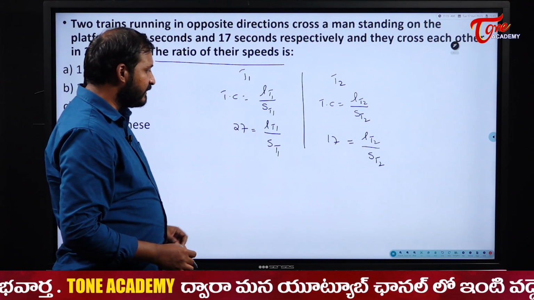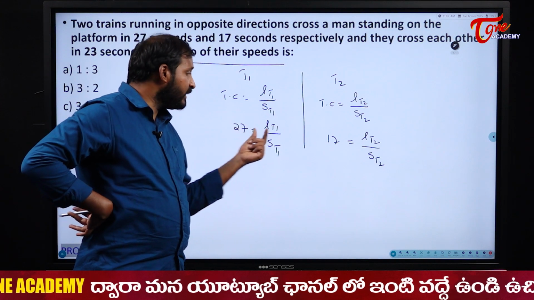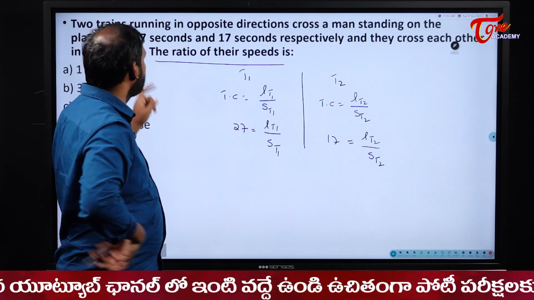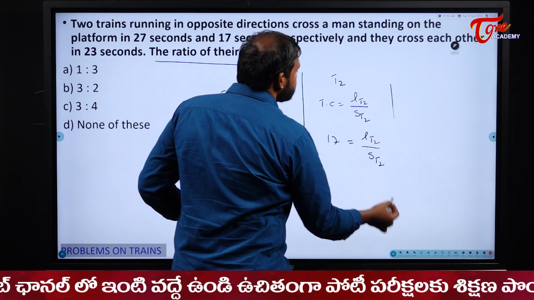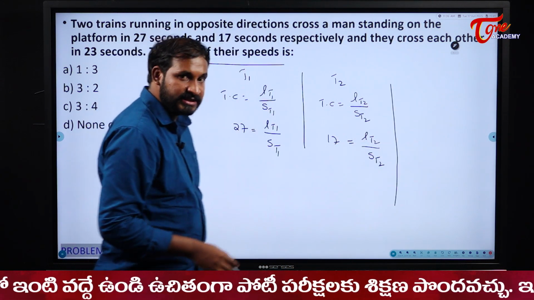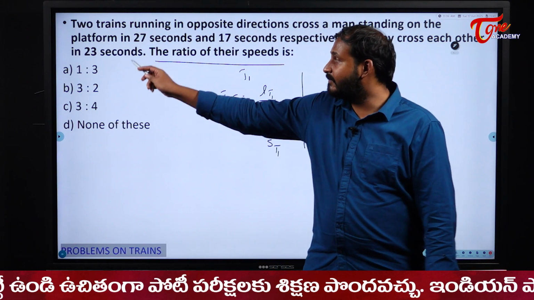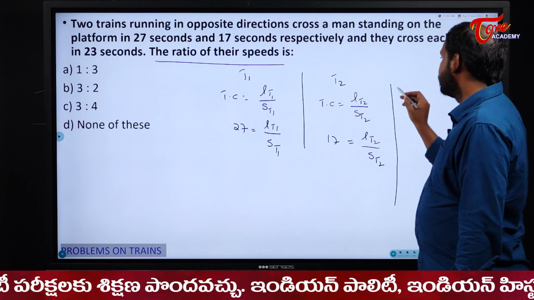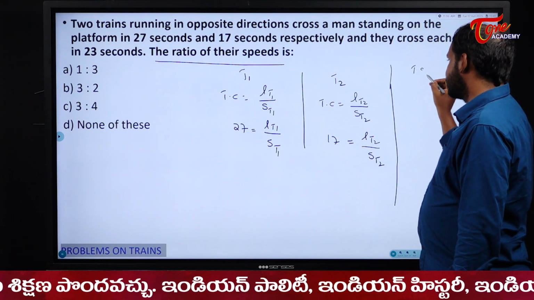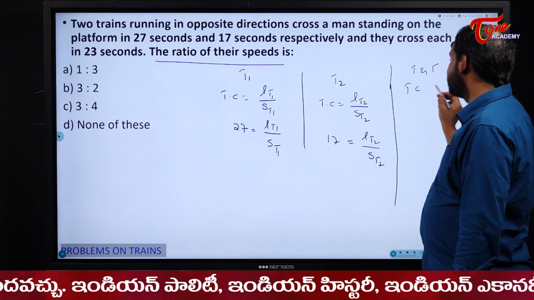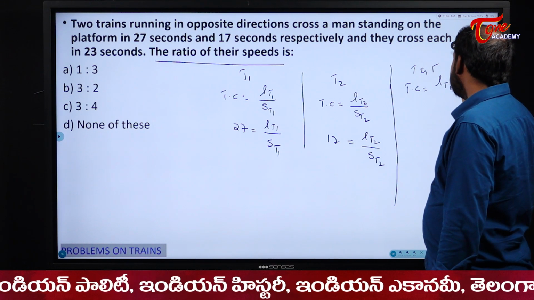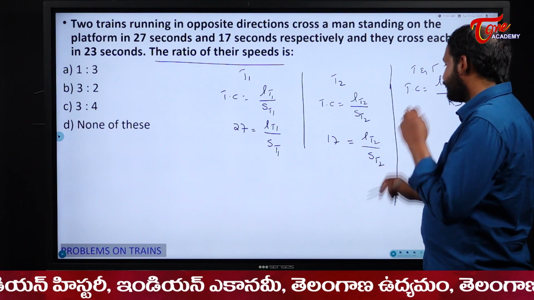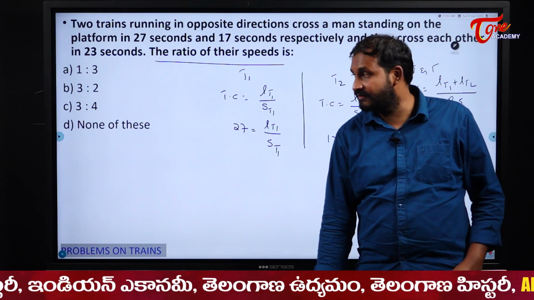Now please observe here, students, we know only the time taken to cross, nothing more than that. And they have given us one more piece of information: the time taken to cross each other, moving in opposite directions, is 23 seconds. The next case. So train and train case. What is time taken to cross in this case? Length of train 1 plus length of train 2 by relative speed. This is the other thing which we know.